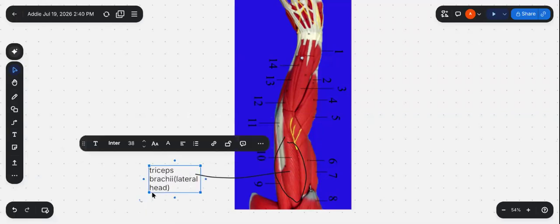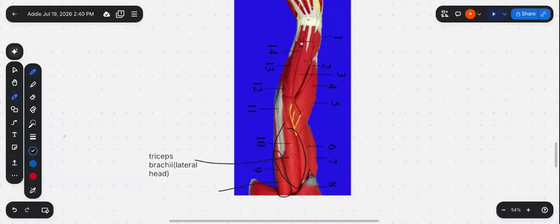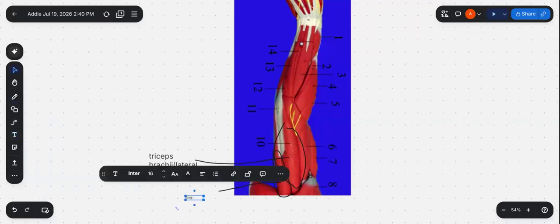Now you also have a long head. So the long head is going to be more on the superficial side, closest to your scapula. So that one over there, kind of where number 9 is labeled, that is the long head of the triceps brachii.